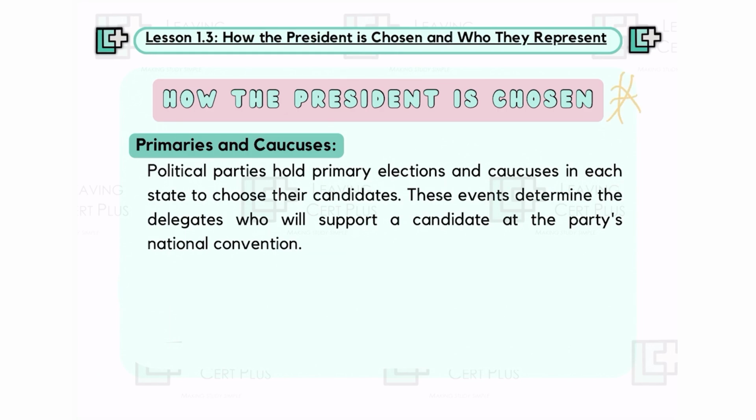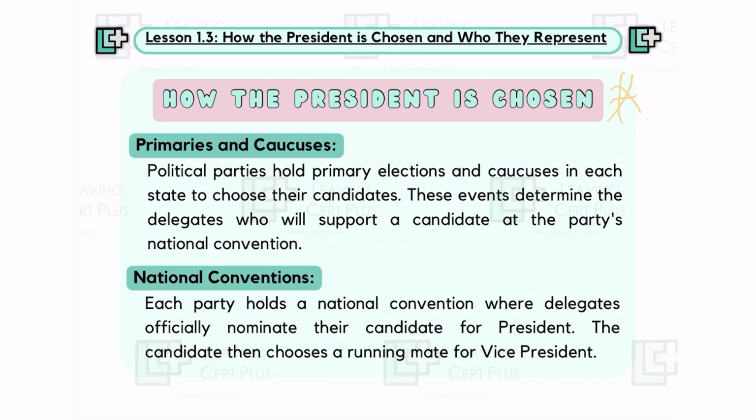So there are primaries and there are caucuses, and these are essentially votes in each state. Each party will hold one in each state and they will choose their candidates for that particular state. These events determine the delegates who will support a candidate at the party's national convention. The National Convention is essentially where the delegates from each state officially nominate their candidate for president.